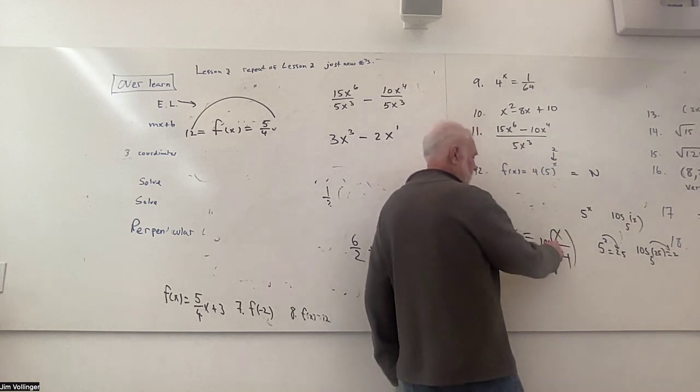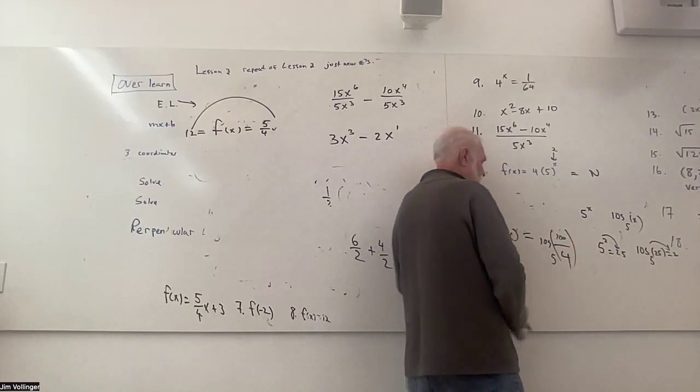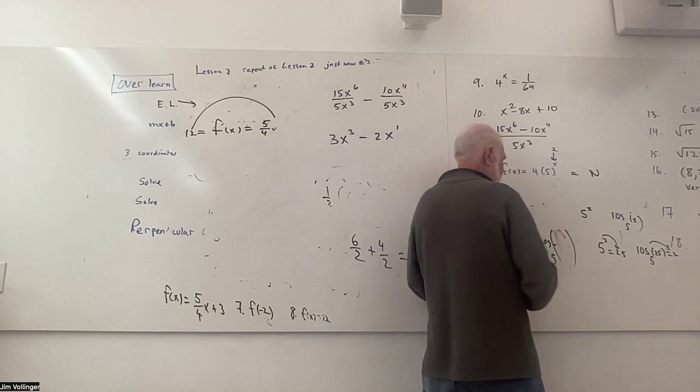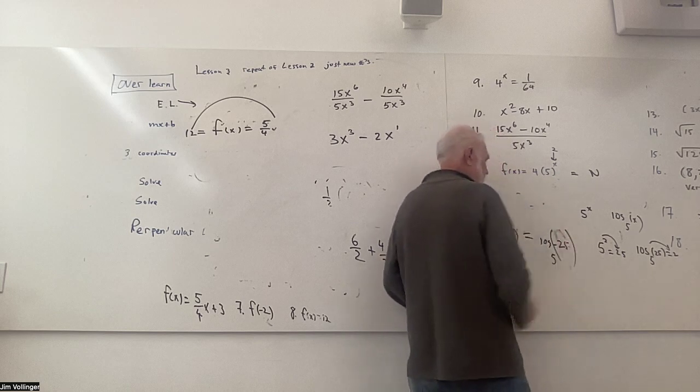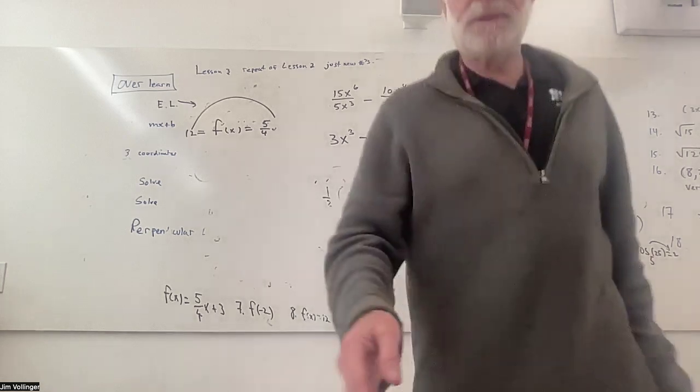Now let's put 100 in and see if it comes back as a 2. 100 divided by 4 is 25. What's the exponent you put on top of 5 to get a 25? A 2.